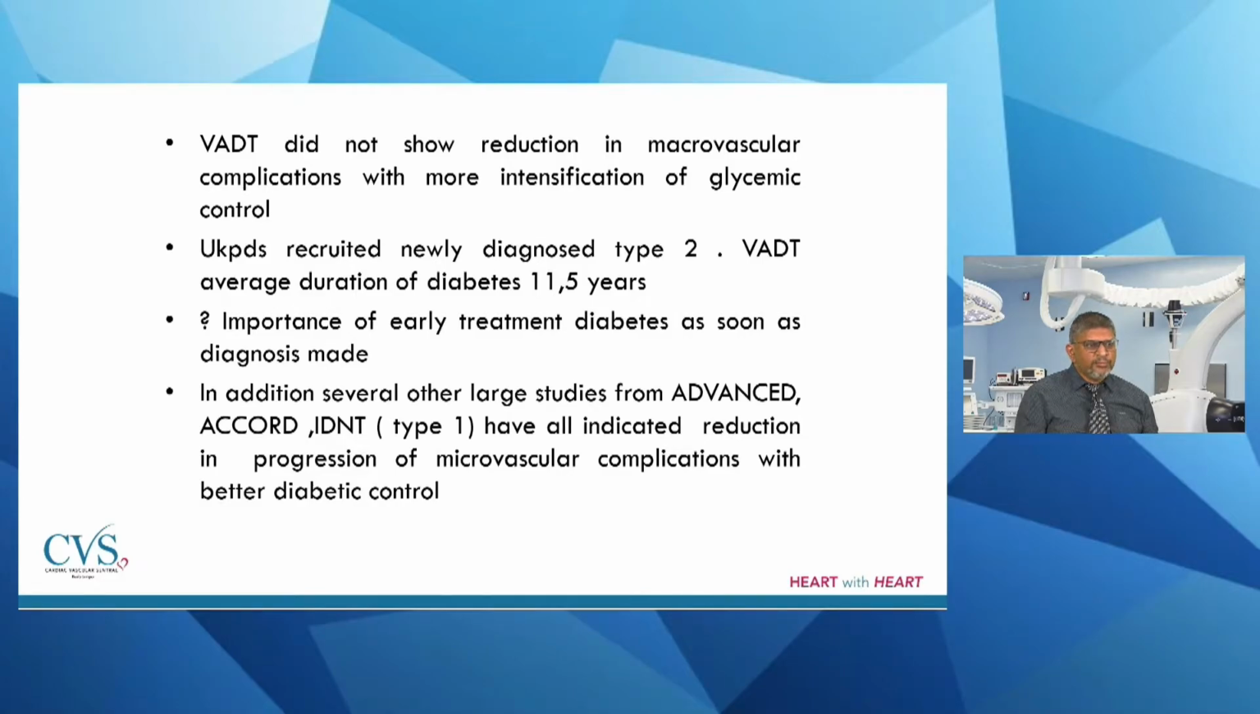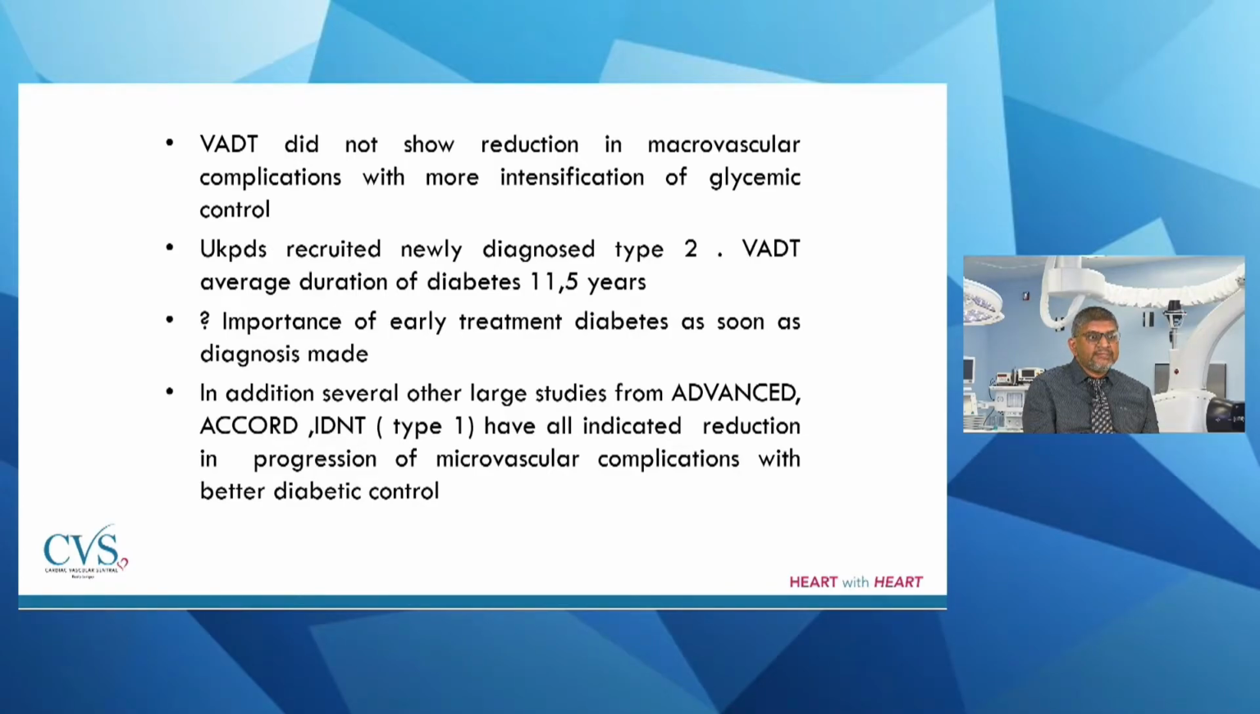Okay, so virtually most studies all showed microvascular, sorry, that's a mistake. The VADT study did not show a reduction in microvascular complications, even though the glycemic control was intensified. But this shows that the difference was in UKPDS, the target group were all newly diagnosed diabetic, whereas in the VADT people, the average duration of diabetes was 11.5 years. So this actually shows the importance of intensive sugar control at an early stage.